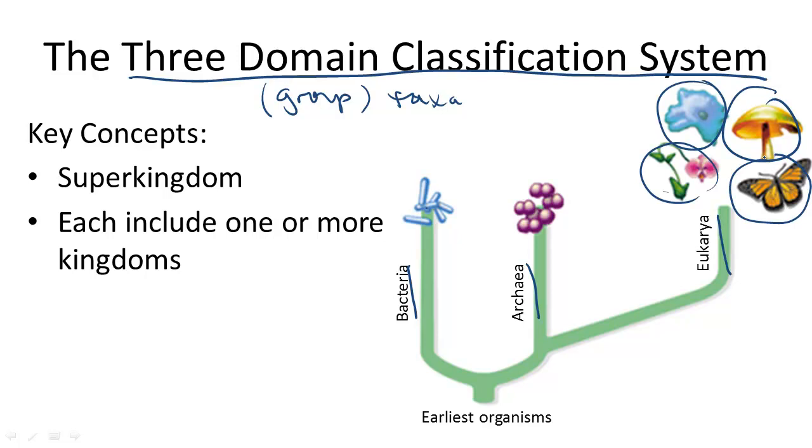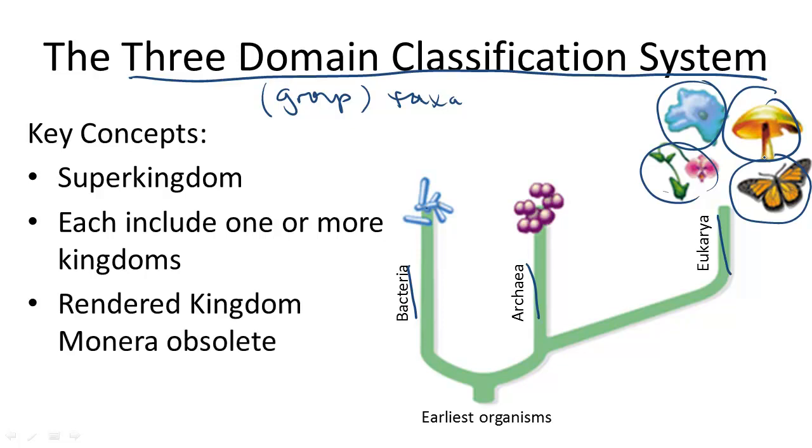In the early system of classification, there were only five kingdoms and there were no domains. So this new system renders the old name for the group containing bacteria obsolete. This was called the kingdom Monera.